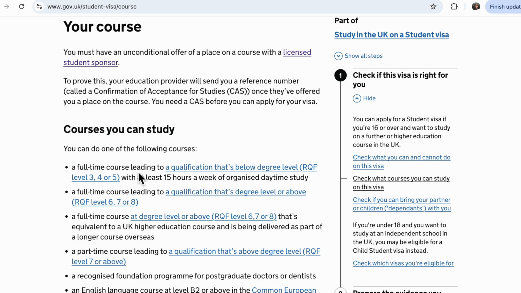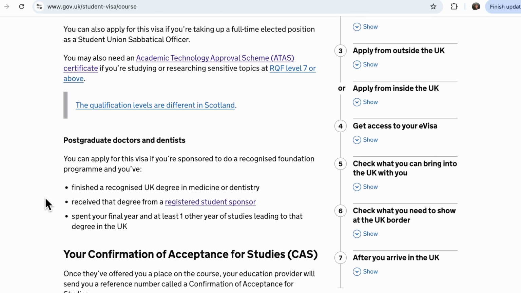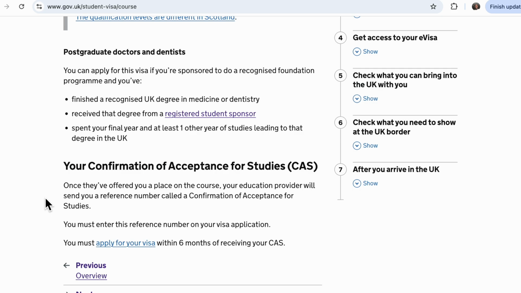They're talking about a full-time course leading to a qualification that's below degree level, that's levels 3, 4, and 5. Then a full-time course leading to a qualification that's degree level, levels 6, 7, 8. So they're different levels, and all these you can apply for. And as you can see, we have the PhD here.